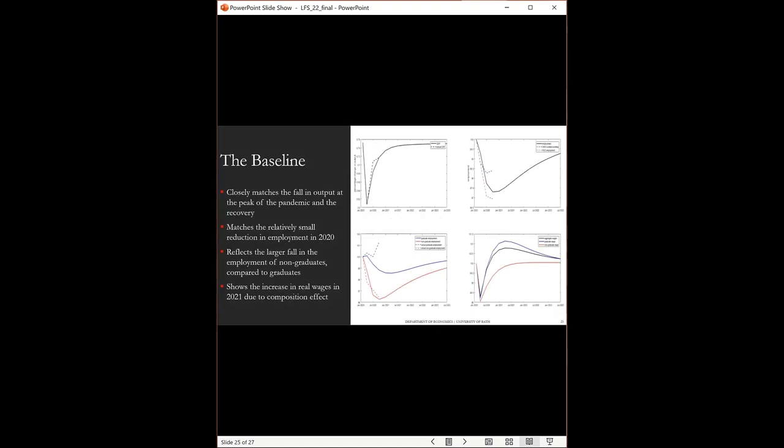Now, quickly moving on to the results. The graphs in the straight line show the results of our simulation, whereas the graphs in the dotted lines indicate the actual. So our results closely match the results for output during the pandemic and the recovery. For employment, our results fairly match the actual, but our results also show the relatively small fall in employment for both graduates and non-graduates throughout the pandemic. And the results for wages as well show the fall in real wages at the peak of the pandemic and the spike in wages during the recovery period due to composition effects.